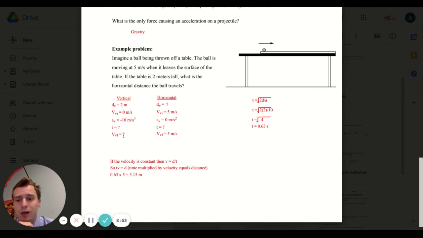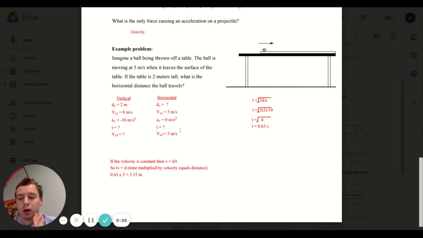I don't know the time, and I don't know my final velocity vertically. Horizontally, let's look at what we know. We don't know the distance it goes horizontally. That's what we're ultimately being asked for. We know the initial horizontal velocity is 5. We know the acceleration is 0 because there are no forces acting on it as it goes through the air horizontally. I don't know the time. And then I do know that it doesn't speed up. So I know the final velocity, if it starts at 5, it ends at 5, right?